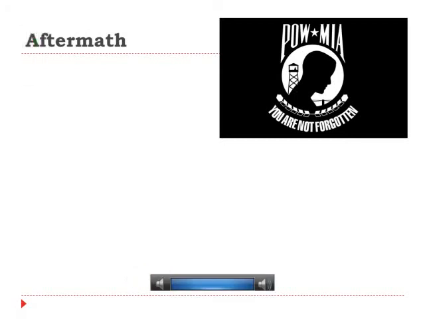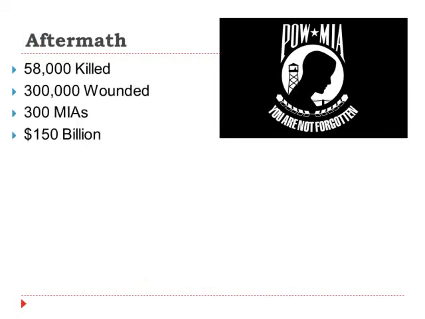All right, ladies and gentlemen, just to quickly recap, I know we've covered this before. The aftermath of the war: 58,000 killed, 300,000 wounded, 300 missing in action. This was all part of that social cost of the war. That resulted in protests, so maybe in your essay you could have talked about the New Left or the protest movement, counterculture, whatever else. $150 billion is the economic impact.